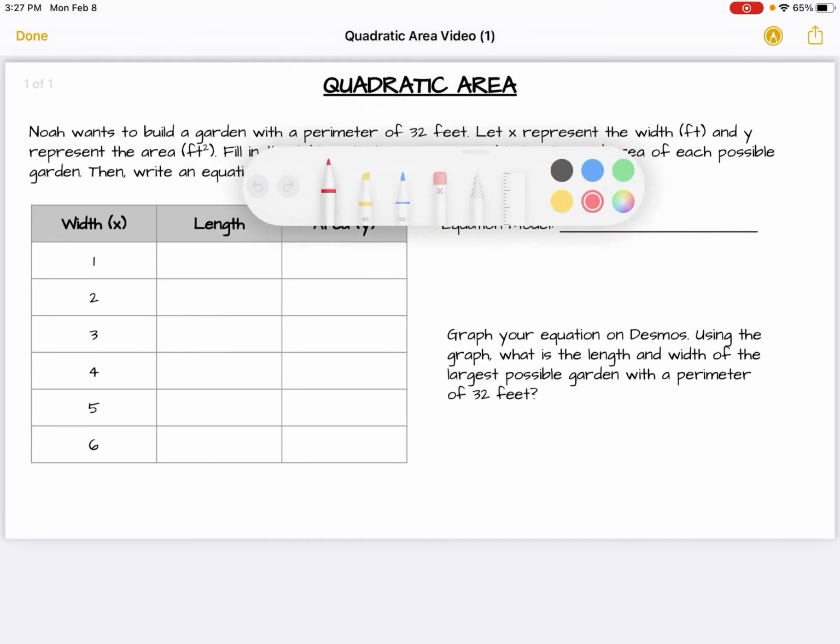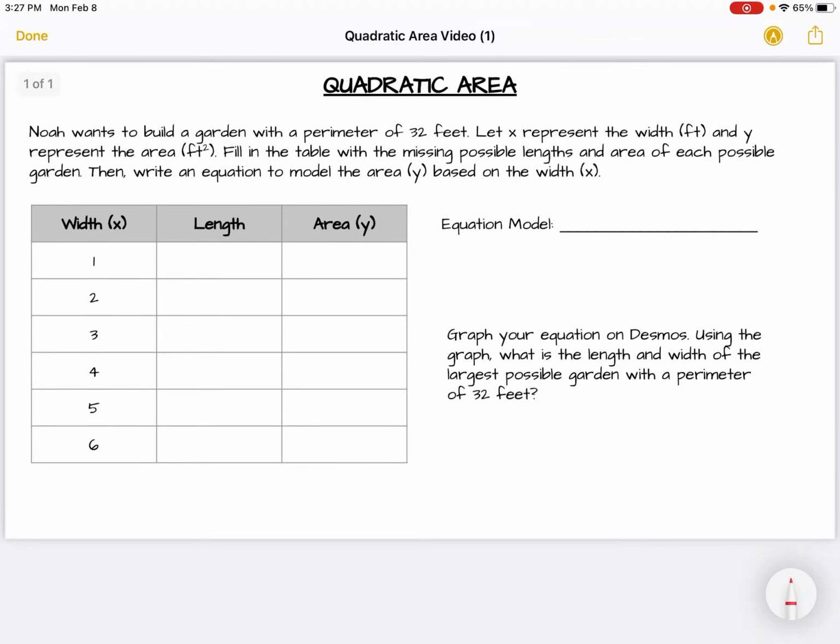Hey everyone, in this video I'm going to be talking about how we can make a quadratic model for a situation with area and a fixed perimeter. So in this example, Noah wants to build a garden with a perimeter of 32 feet. Let x represent the width in feet and y represent the area in feet squared. Fill in the table with the missing possible lengths and area of each possible garden, then write an equation to model the area y based on the width x.